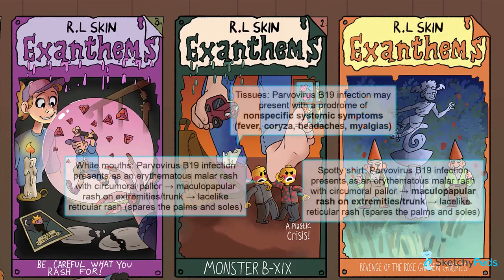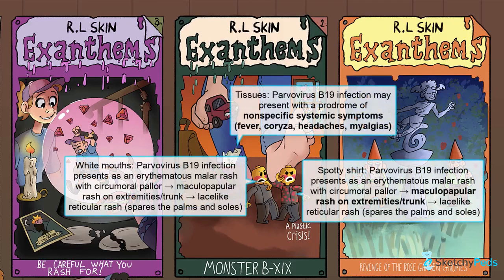When kids do become symptomatic, it typically presents with mild, non-specific systemic symptoms, such as fever, coryza, headaches, and myalgias, shown here by the tissue box on the floor. After a few days, the characteristic erythematous slapped cheeks rash appears, like I mentioned, often with a circumoral pallor, depicted here by the painted-on white mouths of the possessed toys.